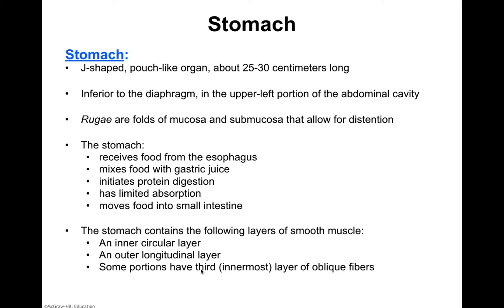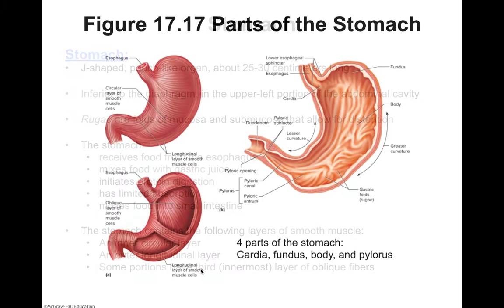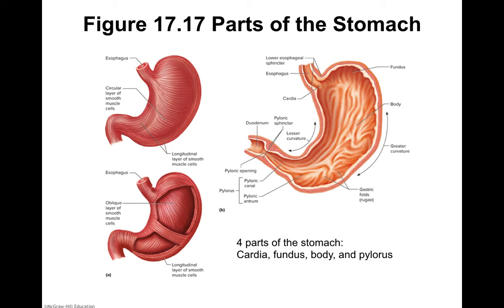The food from the stomach would make its way to the small intestines. The stomach has an inner circular layer of muscle, an outer longitudinal layer of muscle, and some parts of it have oblique fibers. Those circular, longitudinal, and oblique fibers are important for the way the stomach churns food, the bolus, within it.